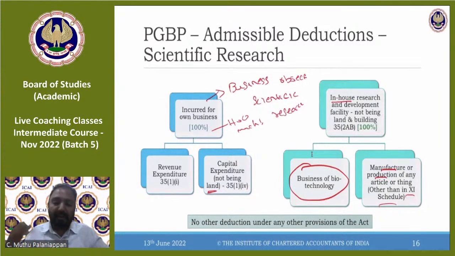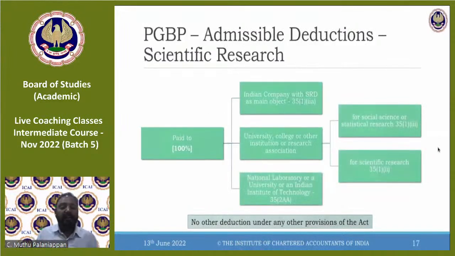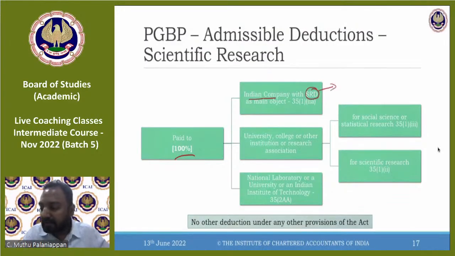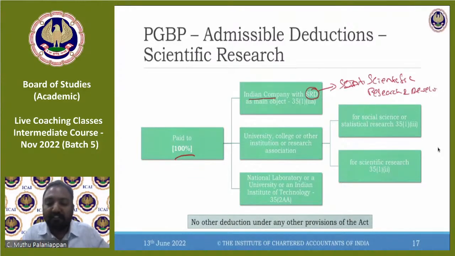And then the next category, what did we say? The next category is paying to a third party company. So now I'm paying to a third party company. Here also I'm eligible for 100%. The first condition in that category is that I'm paying to an Indian company which is into scientific research and development. SRD is nothing but scientific research and development. So their primary objective itself is scientific R&D.